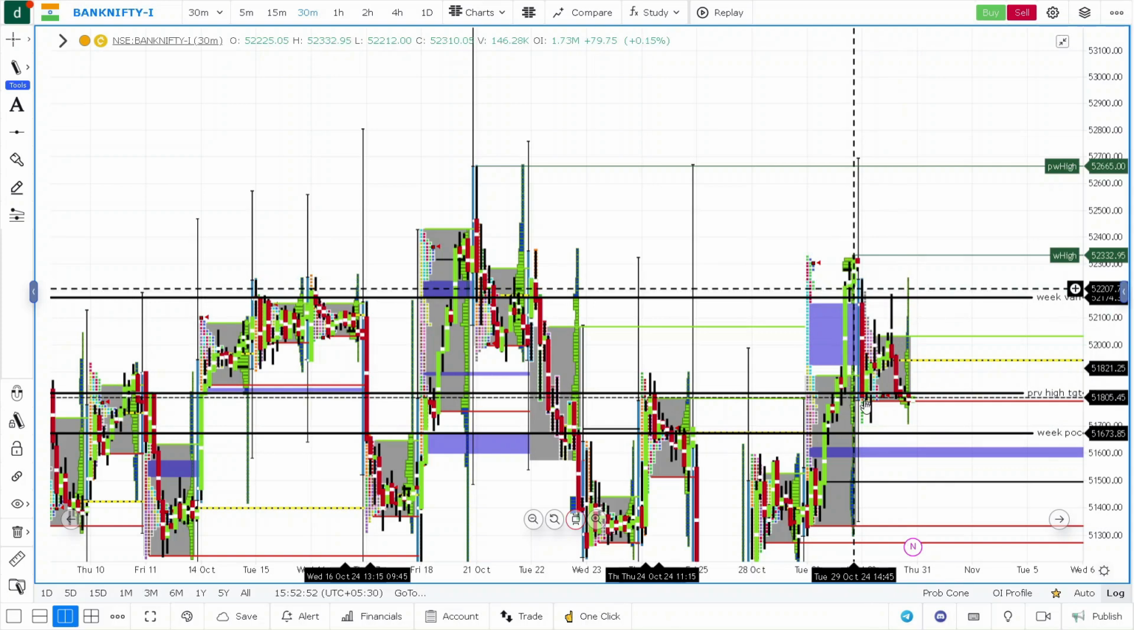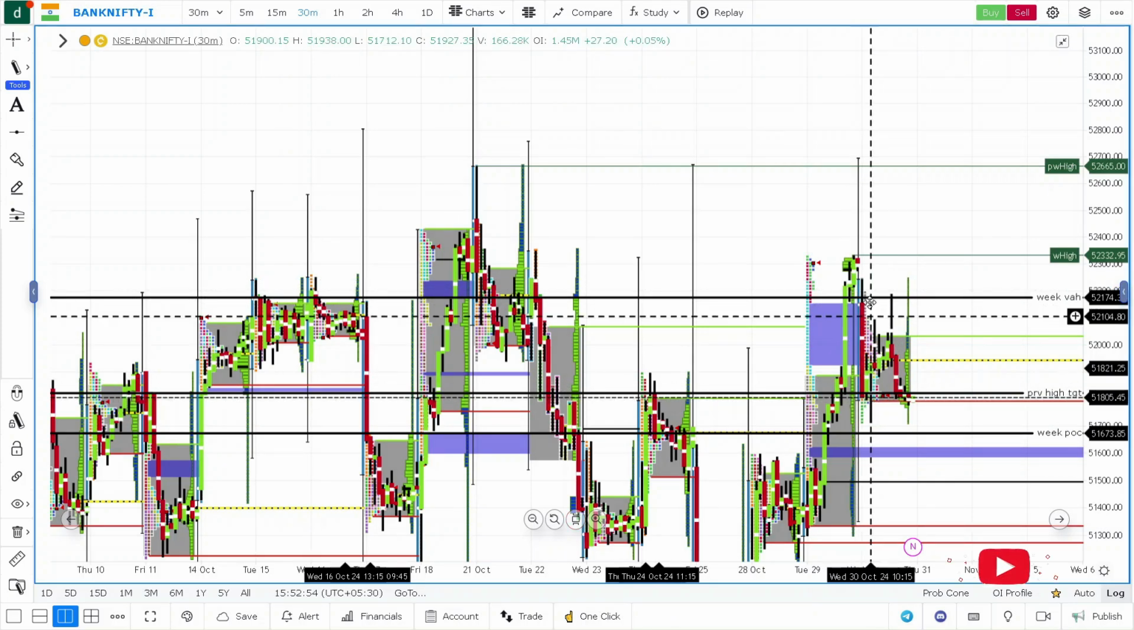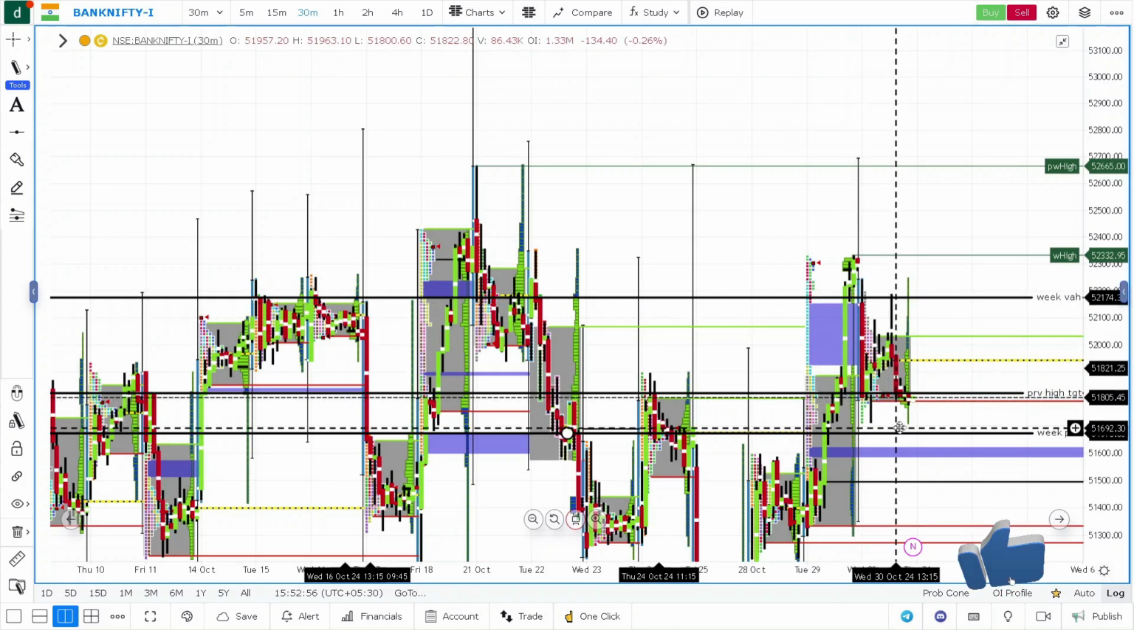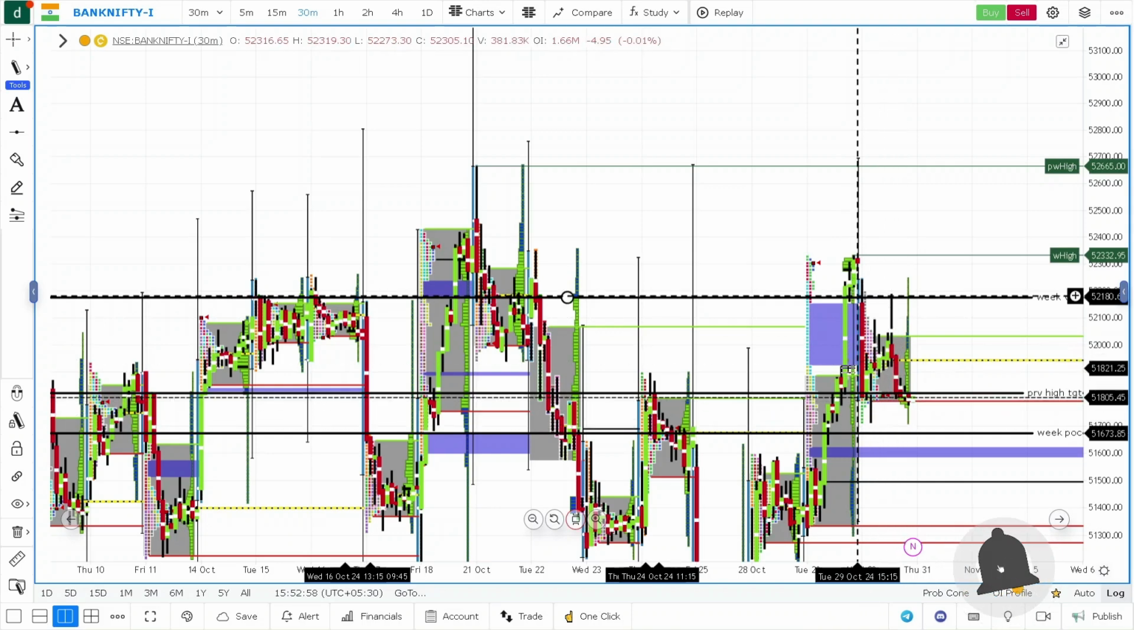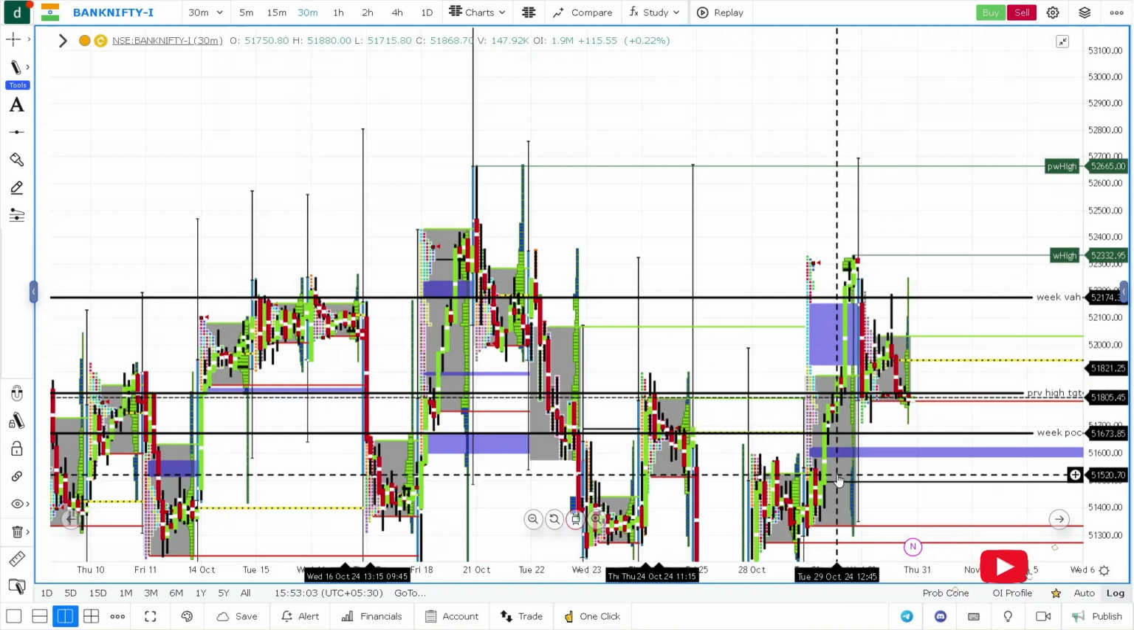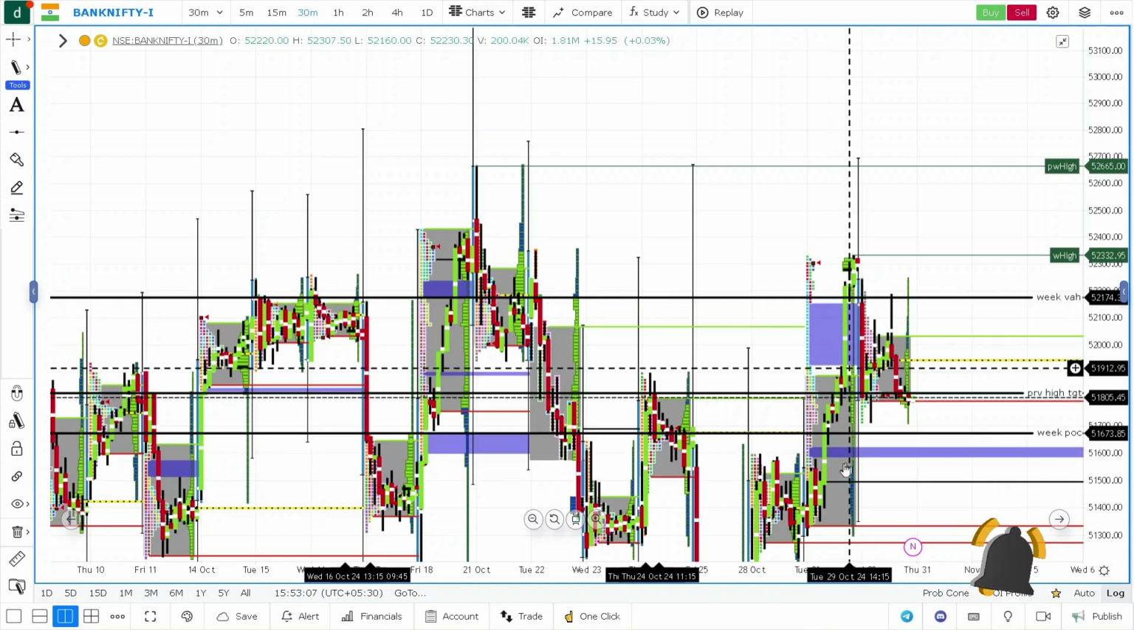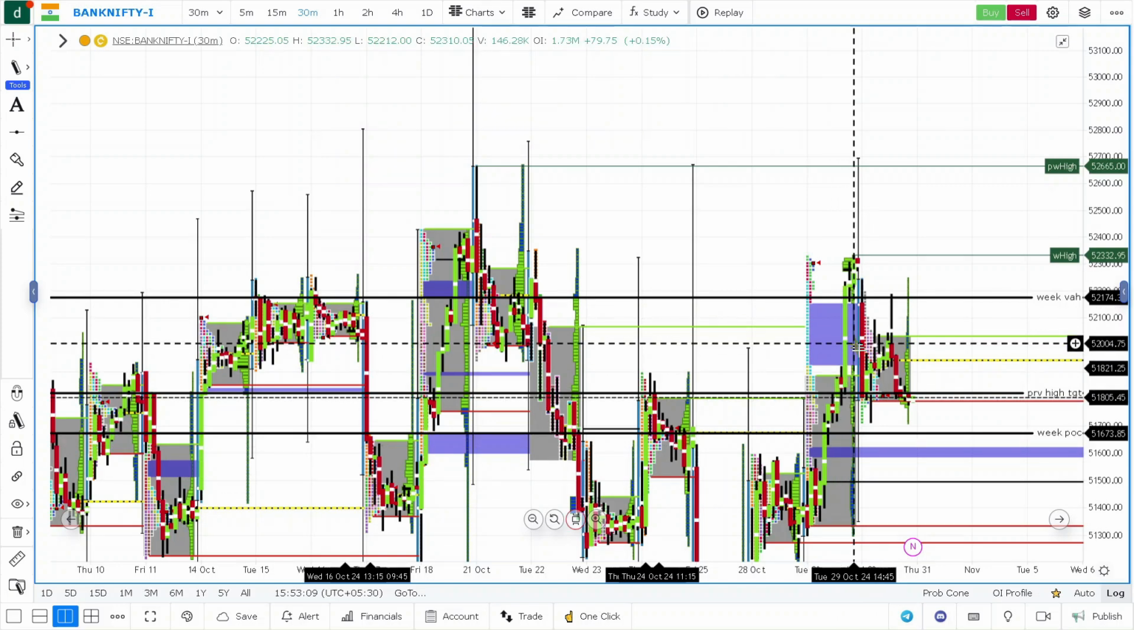Whatever the down move Bank Nifty has seen today is nothing more than a pullback which was supposed to happen yesterday, and yesterday I was also pointing this out. There is a good possibility prices might come down into the range, and it happened today itself.